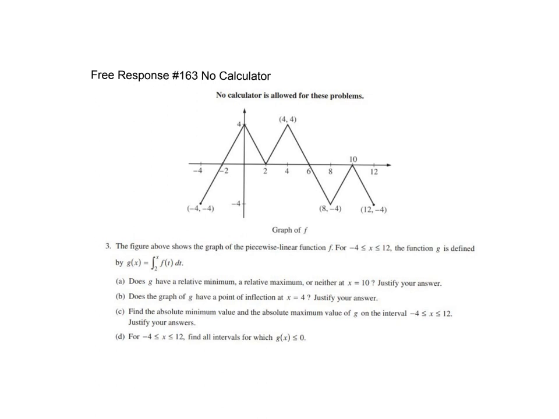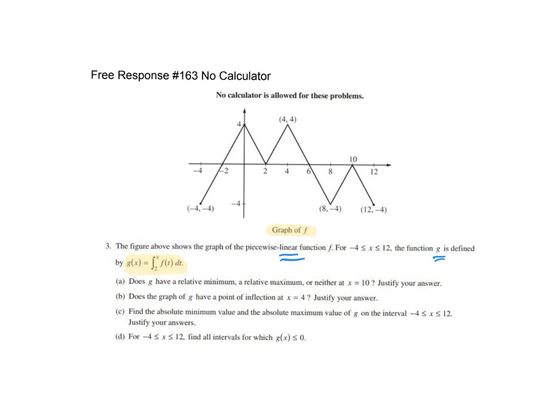So the figure above shows the graph of the piecewise linear function f; these are all linear segments. For the interval -4 ≤ x ≤ 12, that's a closed interval, the function g is defined as g of x equals the definite integral from 2 to x of f of t dt. Okay, so that's g. Now listen, this picture is not g, this picture is f, but this picture is related to g. G is actually the area between the curve and the x-axis of this graph. All right, that's what they're telling us.